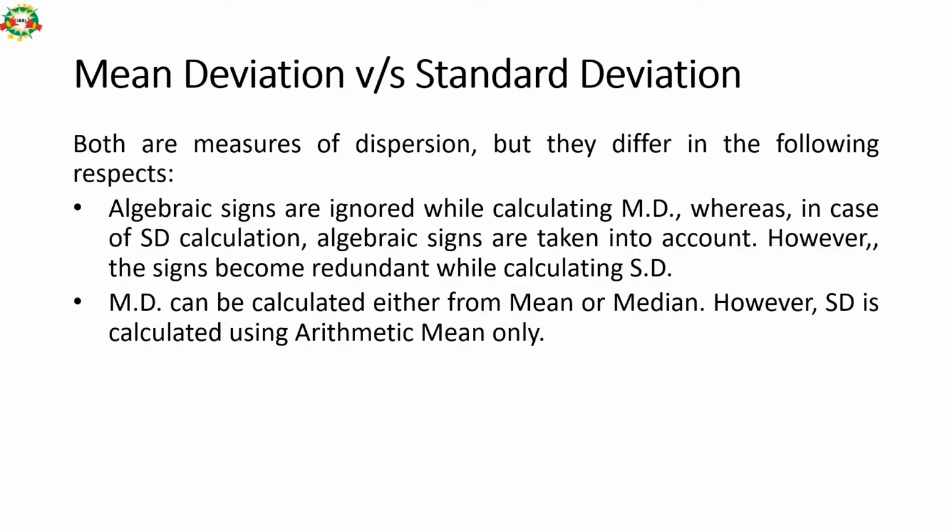Then mean deviation versus standard deviation. What is the difference? Both are measures of dispersion, but they are different in the following two ways. Algebraic signs are ignored while calculating mean deviation, whereas in the case of standard deviation, algebraic signs are taken into account. However, the signs become redundant while calculating standard deviation. Mean deviation can be calculated either from the mean or median. However, standard deviation is calculated using the arithmetic mean. This is the second difference between mean deviation and standard deviation.